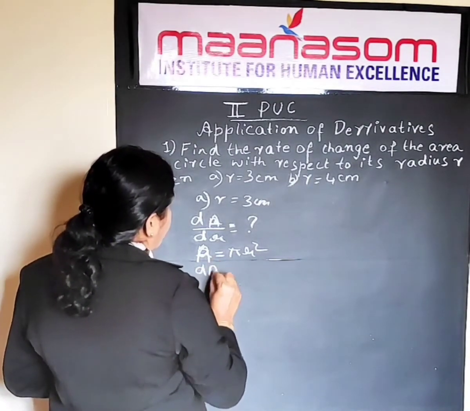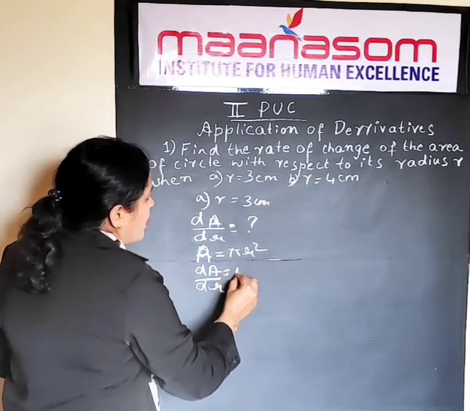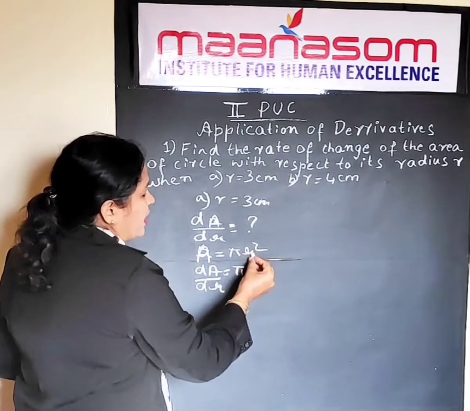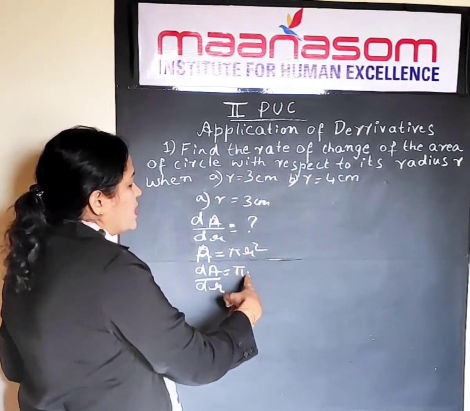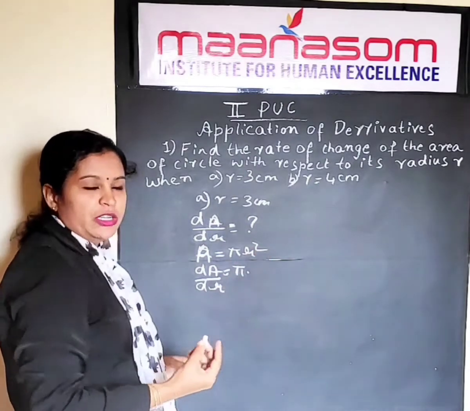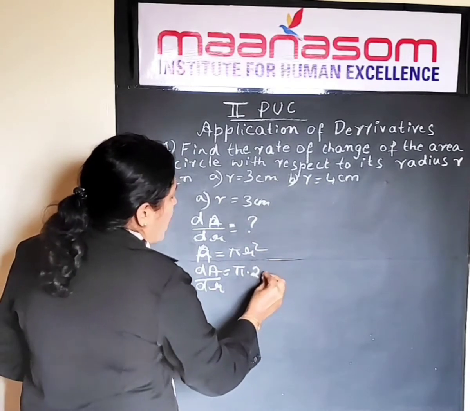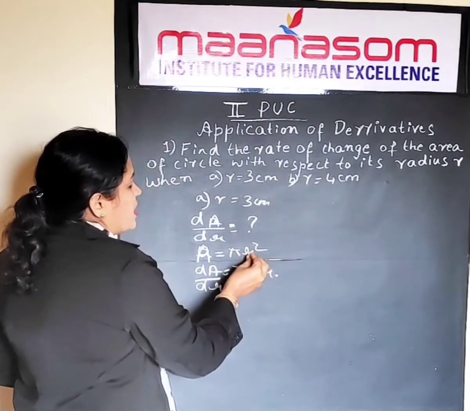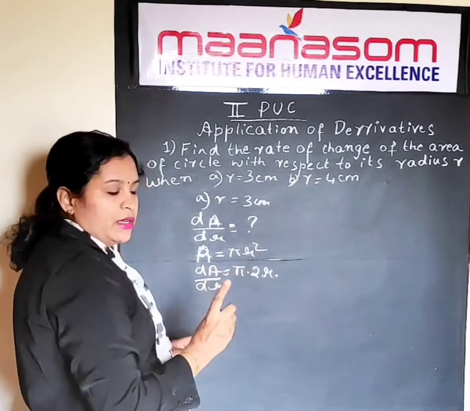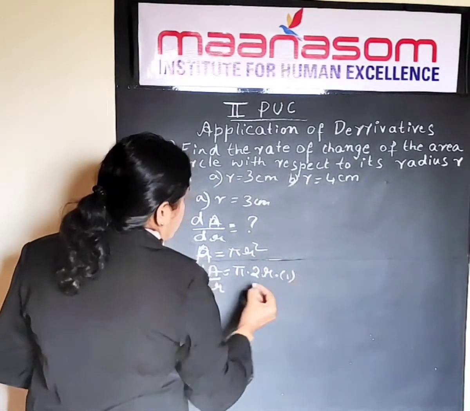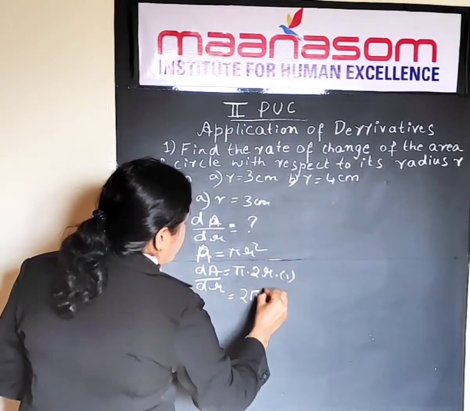So what will be dA by dr? dA by dr will be pi into d by dr of r square. That is constant into function, is constant into d by dr of function. So pi into d by dr of r square is 2r. And when I differentiate r again, what do we get? That is d by dr of r is 1. So we get the answer 2 pi r.